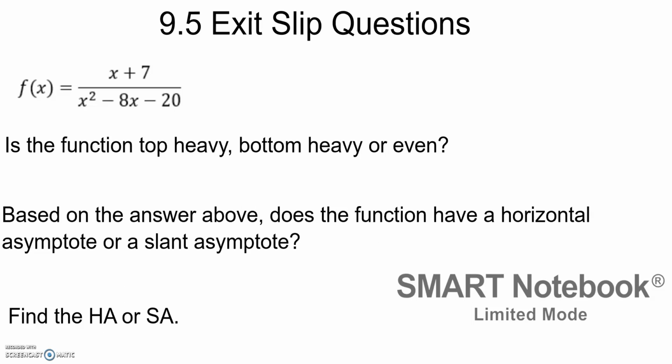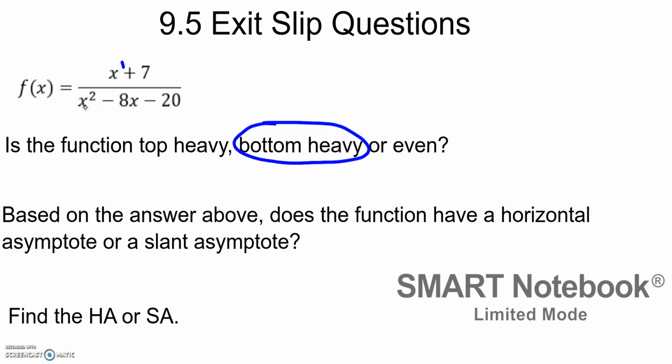Question 1 on your exit slip asked you these questions in the following order. Based on this function, is the function top heavy, bottom heavy, or even? Well, if we look at the original function, the highest power in the top is x to the first, and the highest power in the denominator is x to the second, which means that this situation is bottom heavy because the exponent in the bottom is bigger than the one in the top.